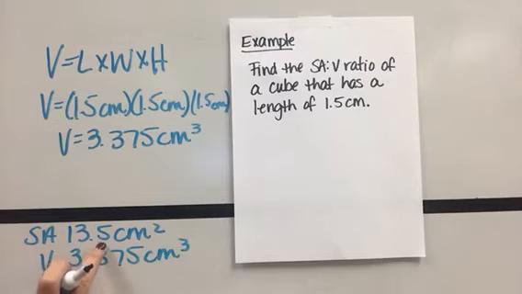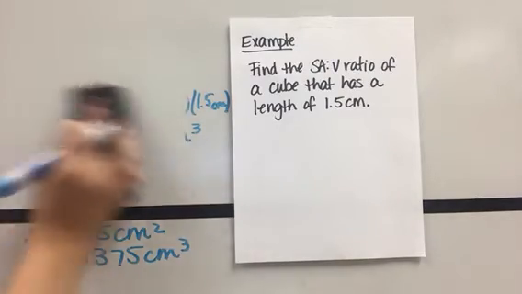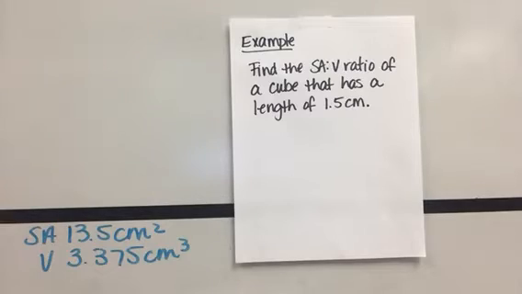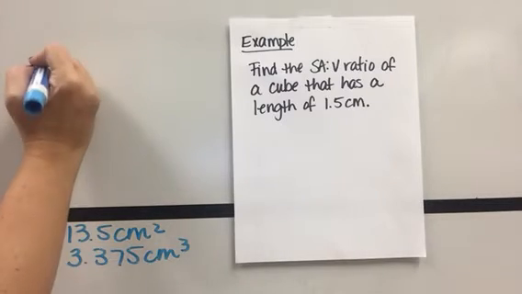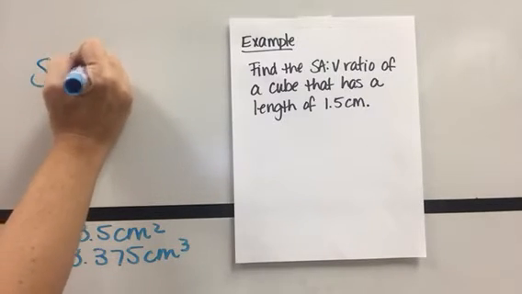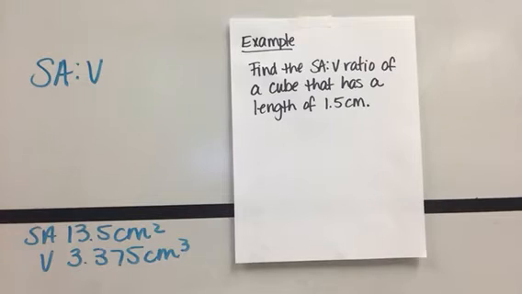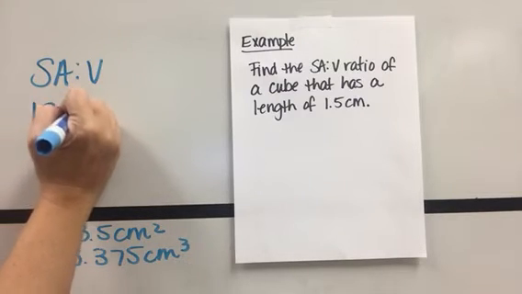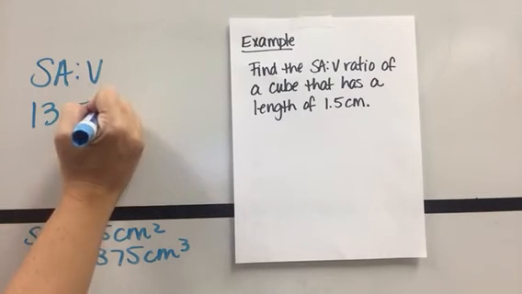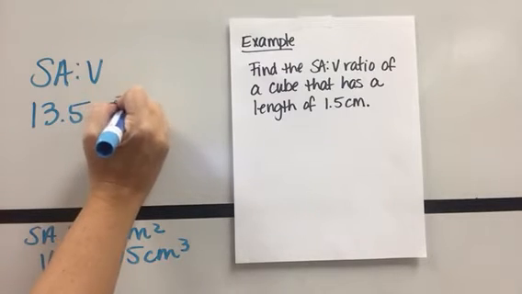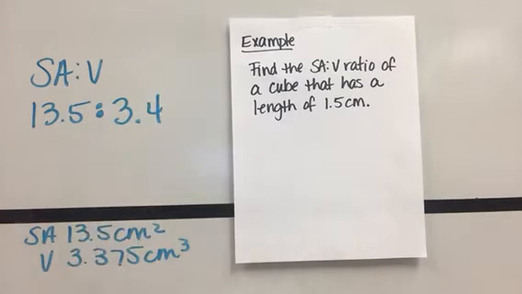Now, since this has been rounded off to the 10th place, we can also round this one off to the 10th place when we go to write it up above. And that way we're just staying consistent. So we're going to do surface area to volume ratio. So we're going to set up our numbers. So this is 13.5. We're going to set that as a ratio to 3 and I'm going to go ahead and round it to 4.